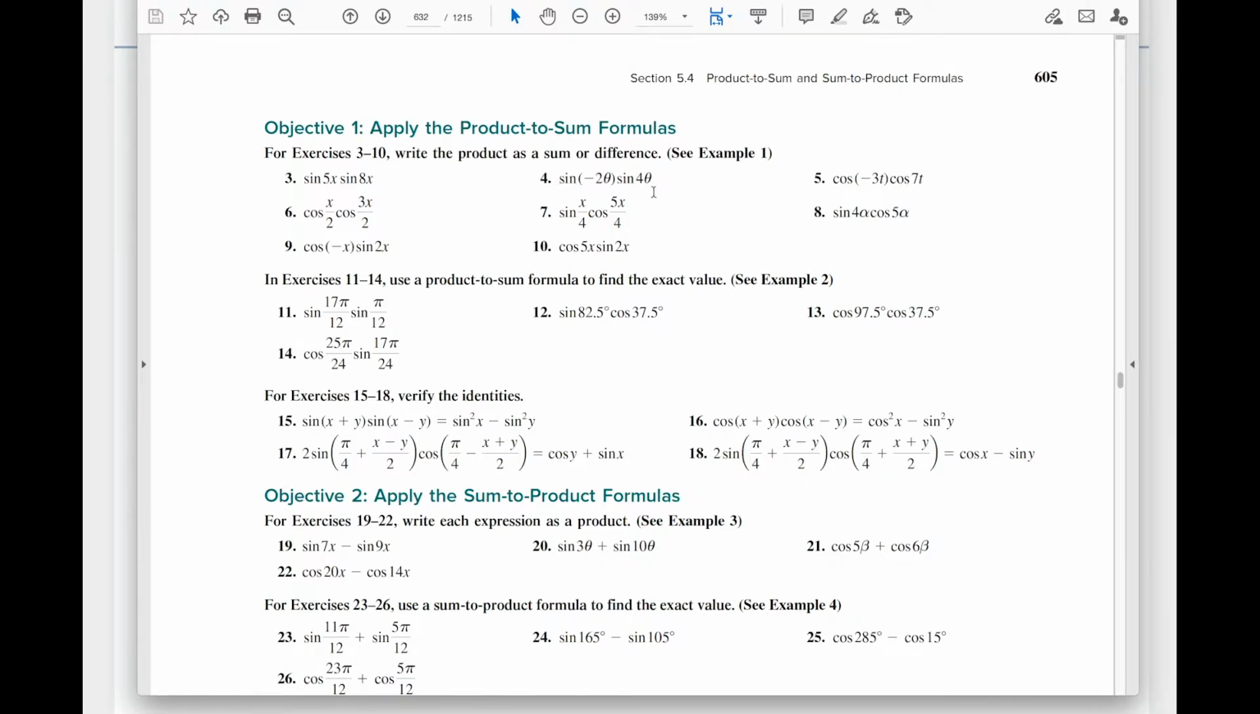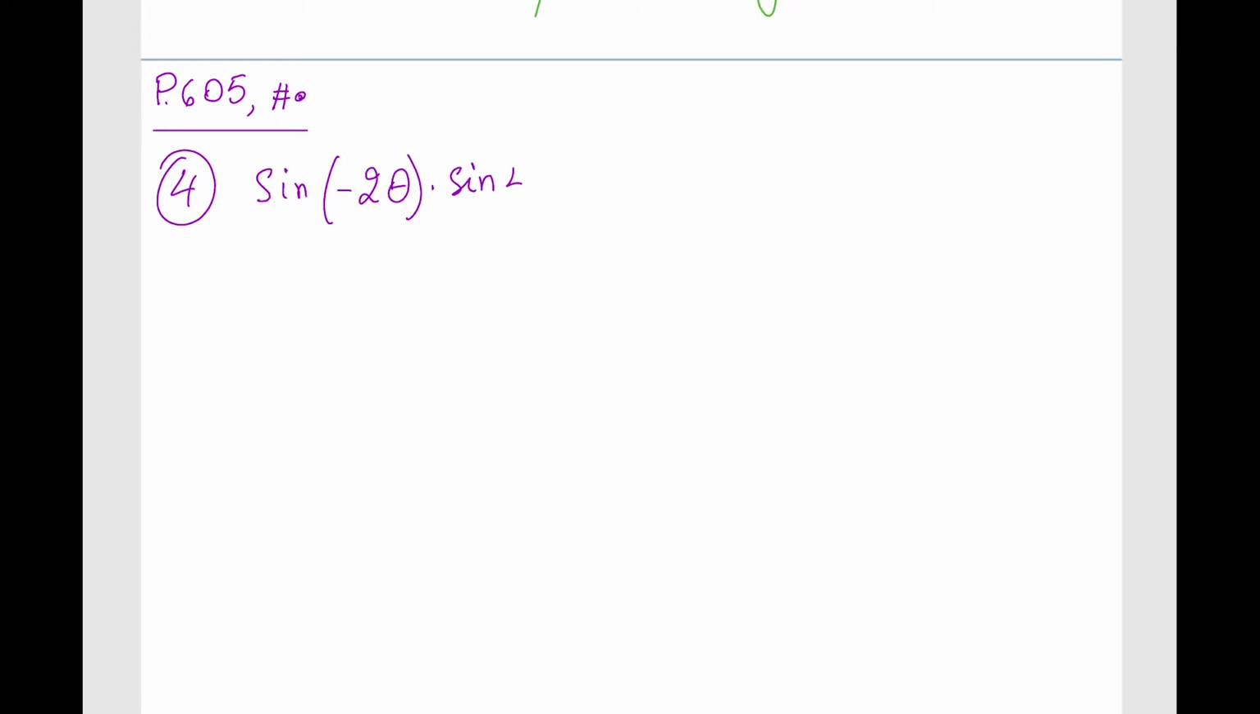So I want to write this product, sine of negative 2 theta times sine of 4 theta, as a sum or difference. So problem 4 on page 605. So we're gonna write this product, so sine of -2 theta times sine of 4 theta as a sum or difference. So this is sine times sine.